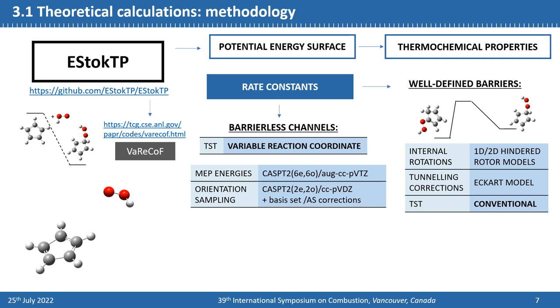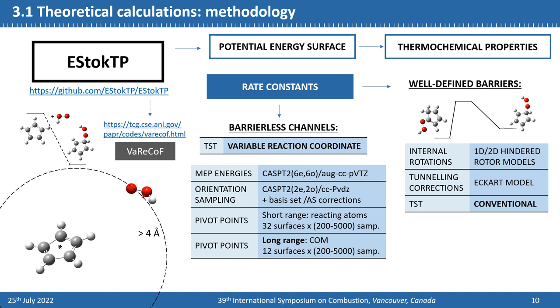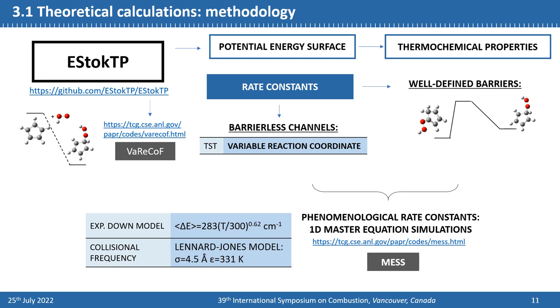In order to perform the sampling of the orientations, we determined two different placements for the pivot points in the short and the long transition state regions. In particular, for the short range region, we placed pivot points at the reactive atoms, and we displaced them in terms of relative distance and angles along the breaking bonds so as to build the multidimensional surfaces for the sampling. Instead, for the long-range region, the pivot points were placed at the center of masses of the reactive radicals. The reaction fluxes calculated for the elementary channels are then merged into one-dimensional master equation simulations that are performed with MESS.